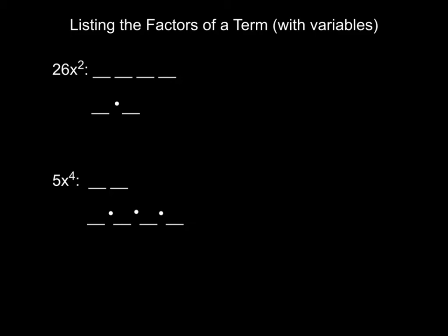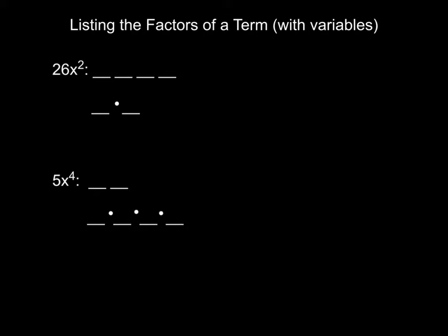This lesson is on listing the factors of a term that includes variables. So this is just a little different from a previous lesson you learned about listing the factors of a term, except we're adding the idea that a variable might be involved too in our monomial factor.